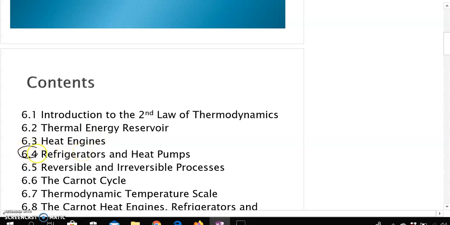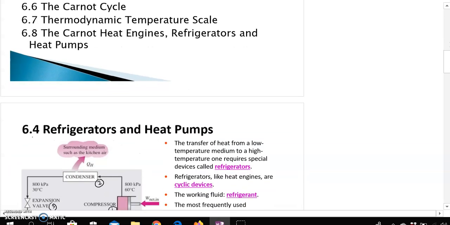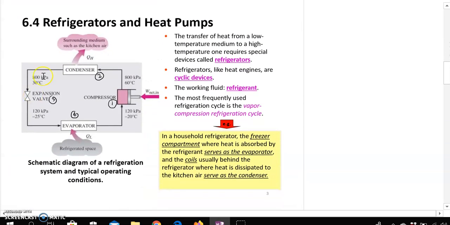We have covered 6.1, 6.2 and 6.3 before our break. So first let's go for refrigerators. This is the schematic diagram of a refrigeration system. The process starts with the compressor, followed by the condenser, then the expansion valve, which we also call the throttling valve, and the last process is the evaporator.